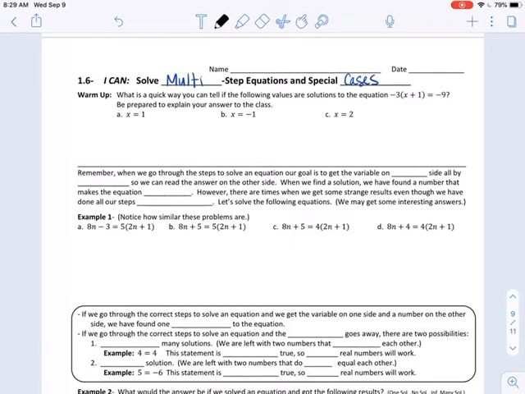But we saw some cases where we had equations that we thought had more than one solution, some that had just one solution, and some where it looked like they didn't have any solution at all. So we're going to see what that looks like as we're solving an equation today.